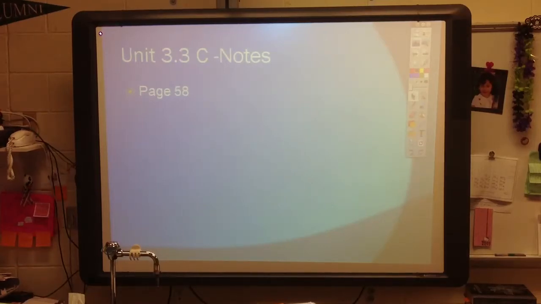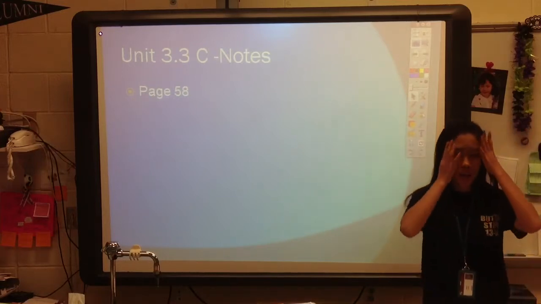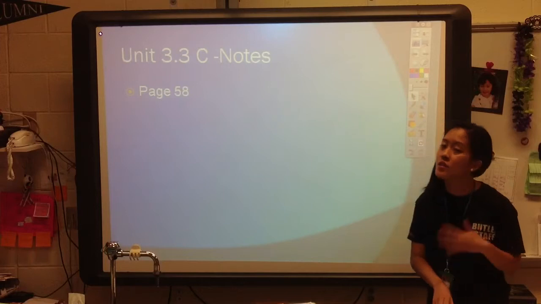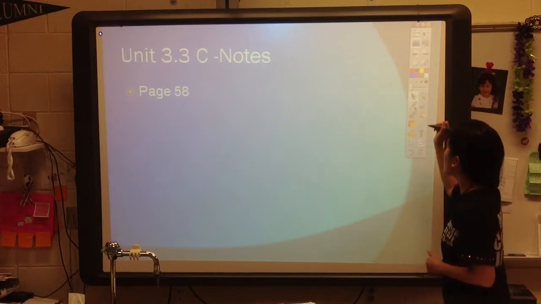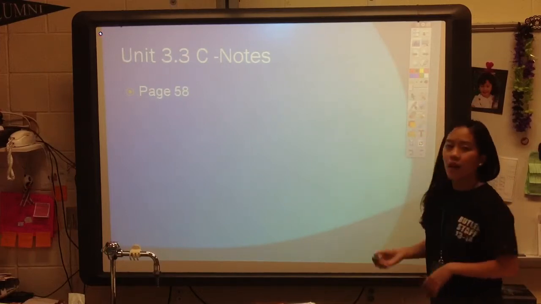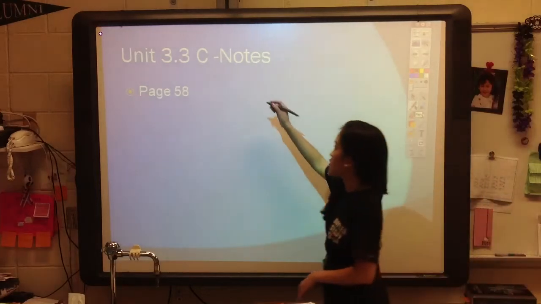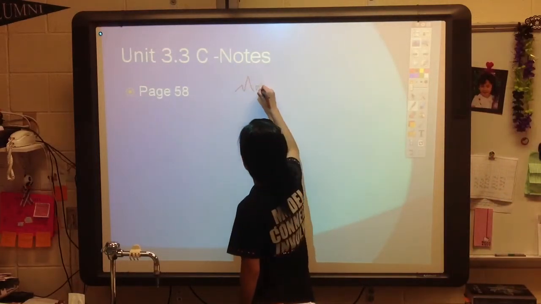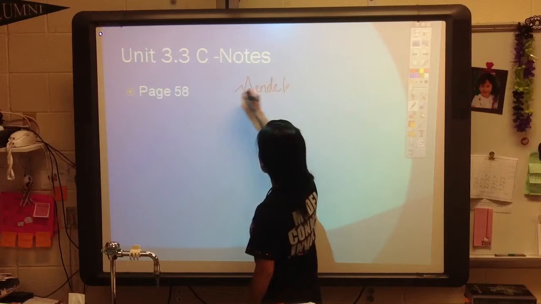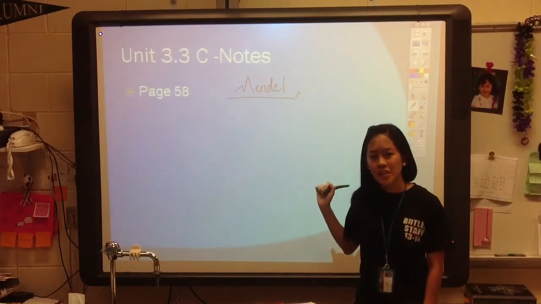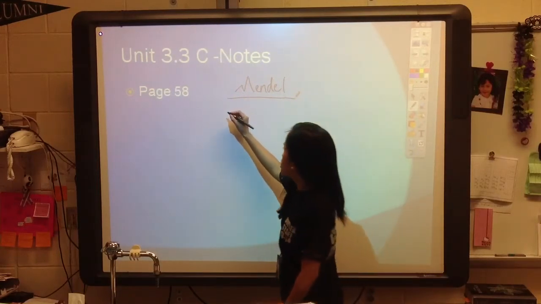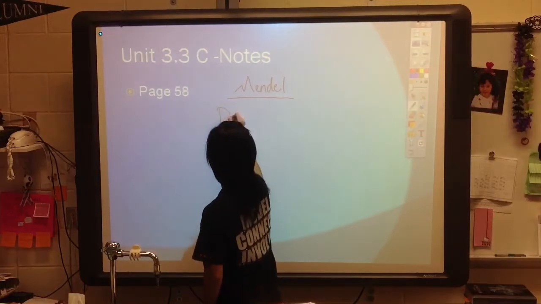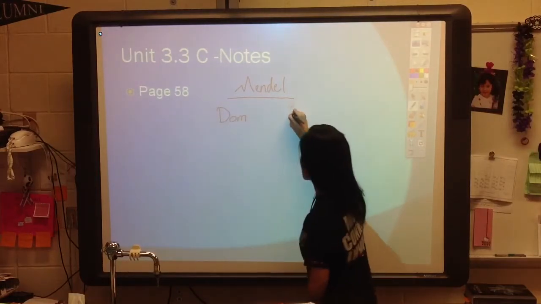Unit 3.3, and we're actually going to start on page 58 today. But before we continue, I did want us to stop for a second and review. What have we talked about already? Well, so far, all we've talked about is Mendelian genetics. And in Mendelian genetics, we had traits or alleles that were dominant and alleles that were recessive.